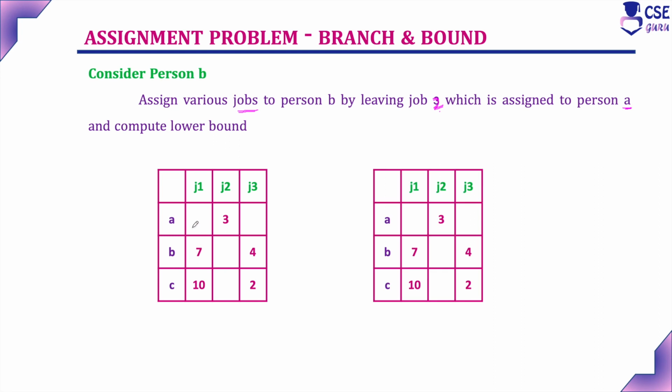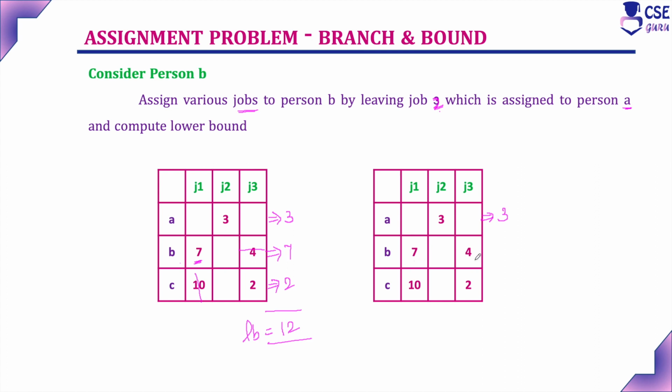So here for person A, second job is fixed and its cost is 3. Okay. So for person B, assign job number 1. Its cost is 7. So same row, same column, you should not assign any other job to any other person. Then if you are considering person C, only one job is remaining, that is 3. Okay, only one possibility. That is job number 3 with cost 2. So if you are considering the lower bound value, it is 12.